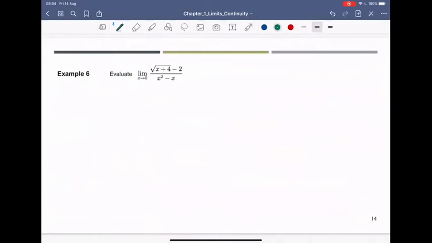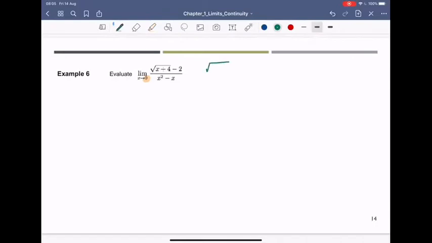All right, so example 6, I want you to evaluate the limit of (square root of x plus 4, minus 2) over (x squared minus x). First of all, when you see a problem about computing a limit, you can try plugging in the number. Here I know that x approaches 0, so I will try to plug the number 0 into the function.